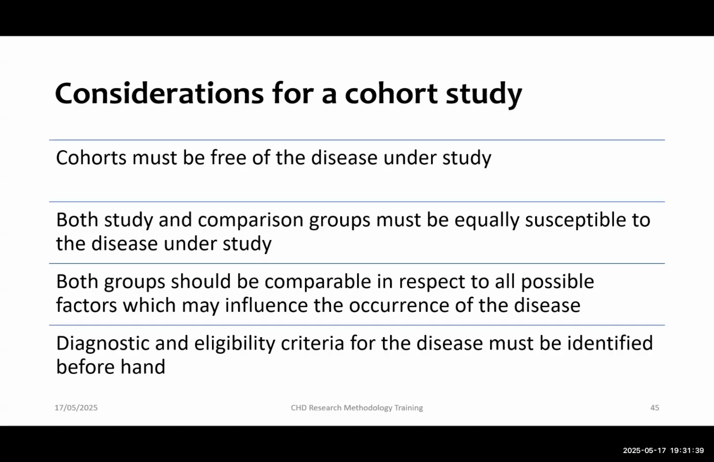And then in making the diagnosis, just like what you had with case control, you must have diagnostic and eligibility criteria for the disease beforehand. So as you're following the people up, you must have stated that this and this and this will be done. And if you have this, then you'll be counted as having that disease. If you don't have it, then you follow the people up and measure it.